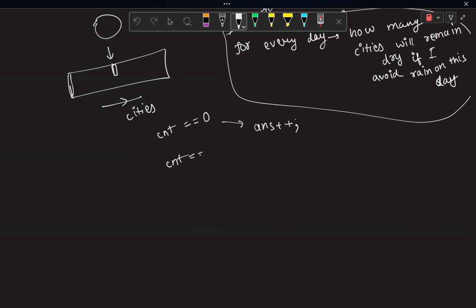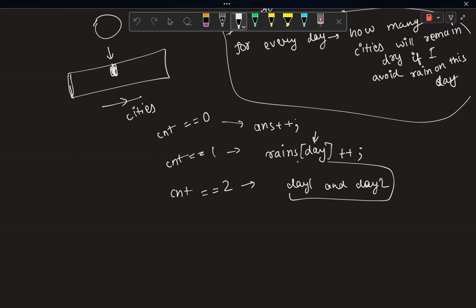If the count is 1, then you can find out which day it is, and for that day you can increment rains of that day, meaning that if you avoid rain on this day, then one more city would remain dry. If the count is 2, then there will be 2 days, day 1 and day 2. So you can say that the combination of day 1 and day 2 has rain. You can store it somewhere, maybe in a map.